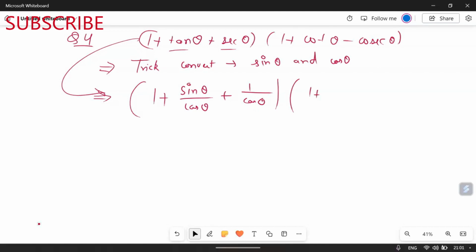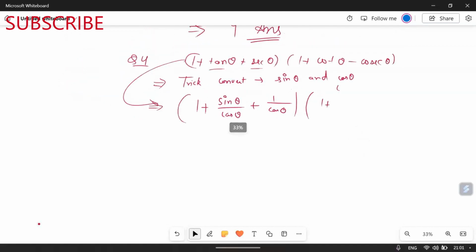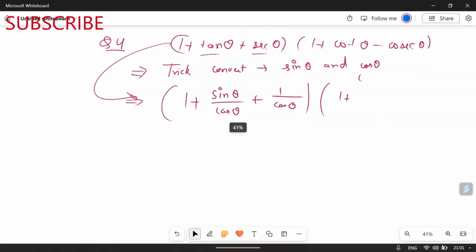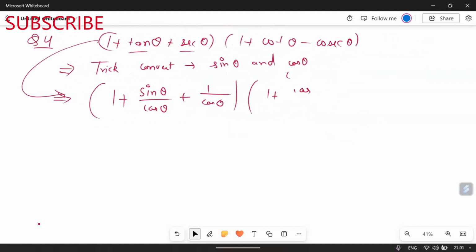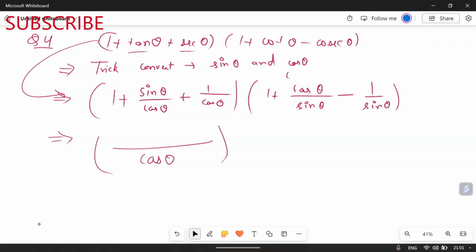Cot theta is the inverse of tan theta, so it is cos theta upon sine theta, right? So cos theta upon sine theta minus cosec theta, and cosec can be written as 1 upon sine theta. Now what step will we follow? We will take the LCM. So the LCM will be cos theta. If we take the LCM cos theta, this will become cos theta plus sine theta, and sine theta remains sine theta. Cos plus cos theta, so it will cancel out, then it will be 1.